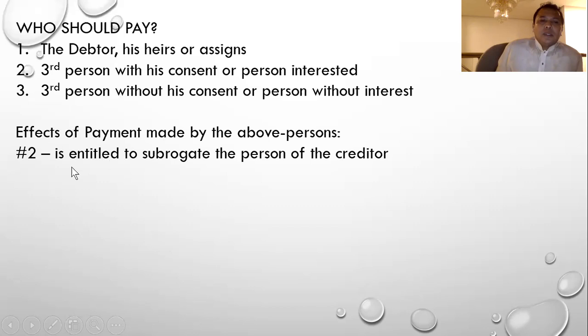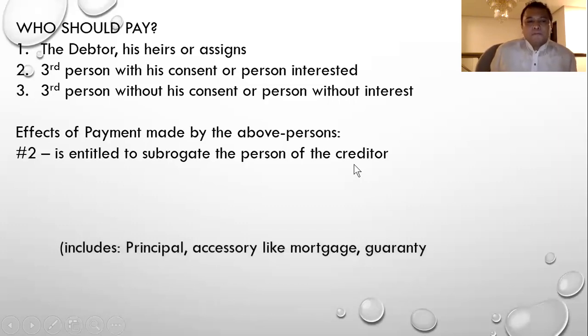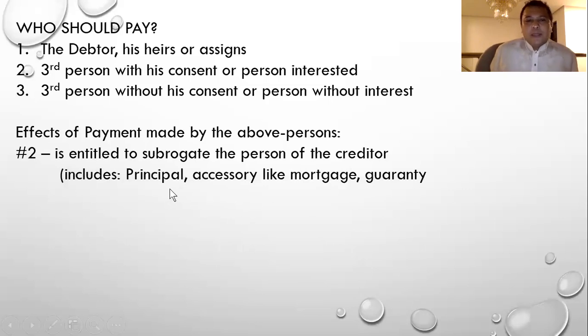Yes, it's also extinguished, but it entitles the third person who is paying the debt to the creditor to subrogate the person of the creditor, meaning he will take the place of the creditor to the debtor. He is now the obligee. So he is now the new creditor to the debtor. This includes the principal, let's say 10,000 pesos. The accessory, like the interest or the mortgage or the guarantee and even the penalty. You can also collect the accessory contracts. So mortgage is an accessory contract, guarantee, and penalty.